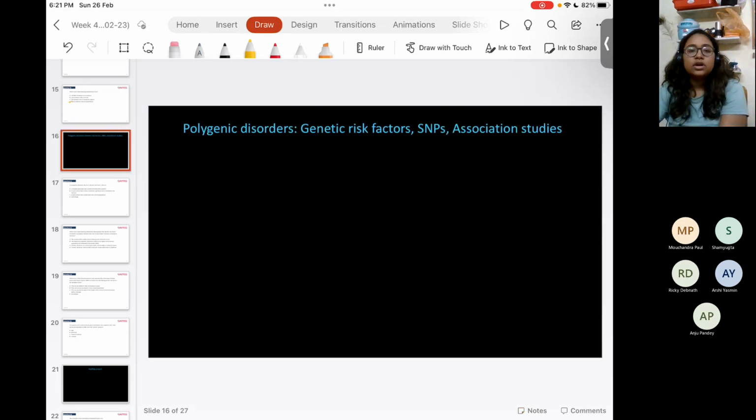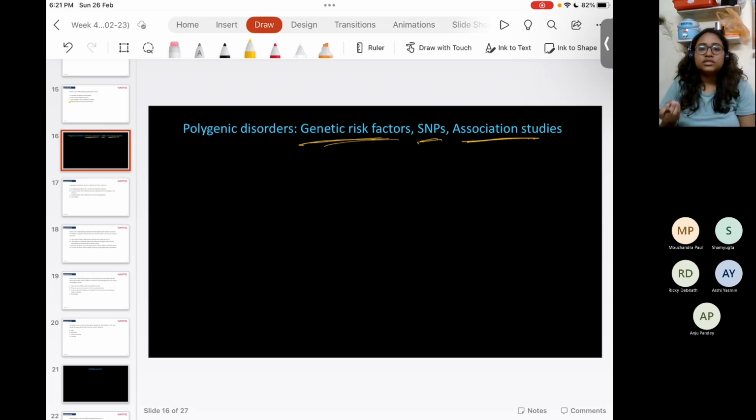Now moving on, what do you mean by genetic risk factors? Okay, so these three things: genetic risk factors, SNPs, and association studies, are terms people utter when they are trying to study or explain any polygenic disorder. Polygenic disorders are those disorders which are due to mutations in more than one gene.